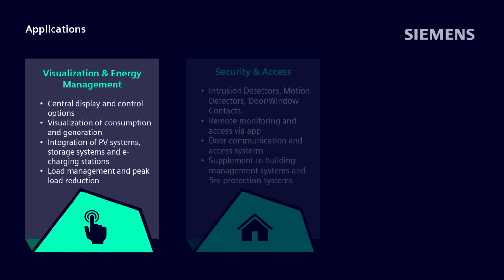But the visualization can do more than just display. It opens up a view of energy generation and consumption. Intelligent networking goes even further. PV systems, storage systems, and e-charging stations work hand in hand. The system ensures optimal use of renewable energies, efficient storage, and demand-based control of charging processes. And to prevent load peaks from occurring in the first place, load management takes over. It prioritizes consumers, reduces grid loads, and lowers energy costs.